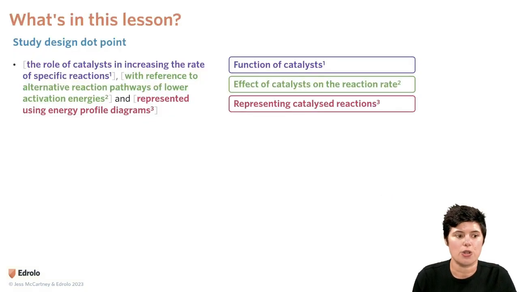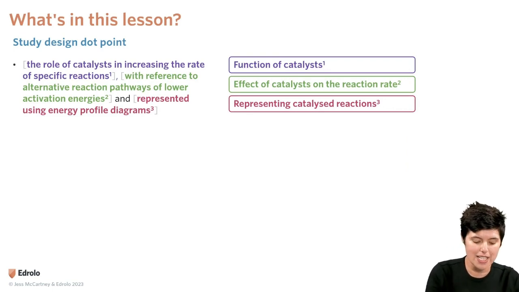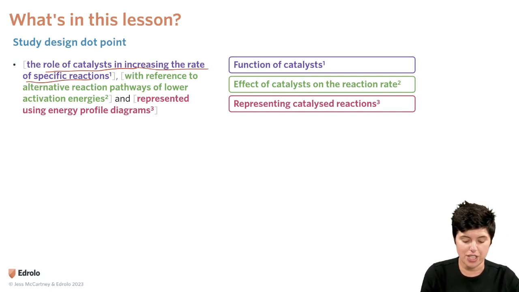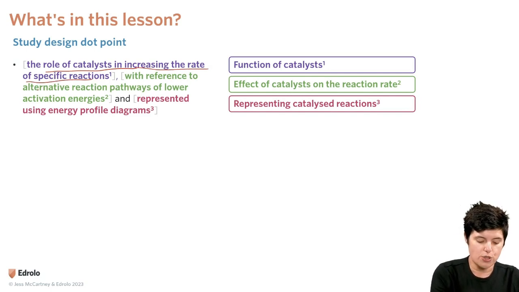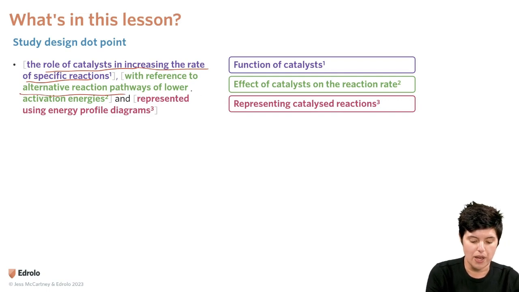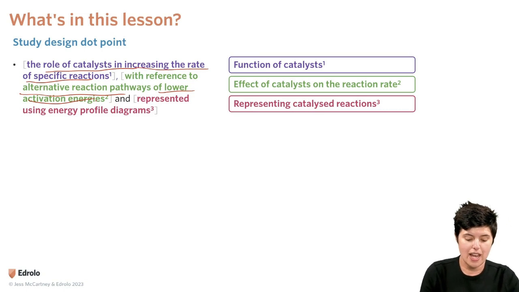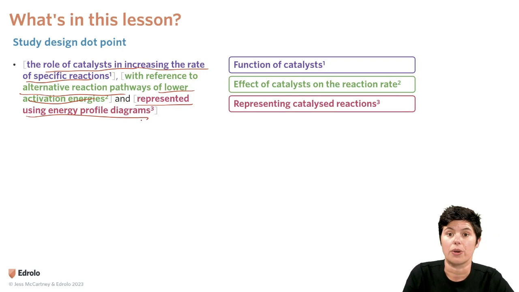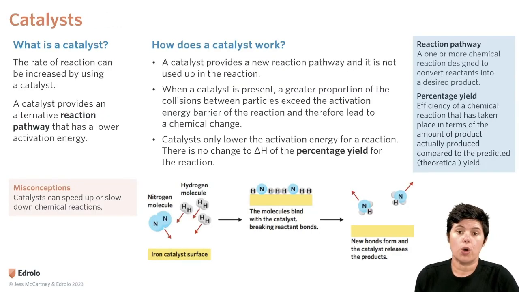The study design dot points that we are going to cover is the role of catalysts and how it increases the rate of specific reaction. We're going to talk about this in terms of an alternative reaction pathway, in particular lowering the activation energies, and we're going to show how this is represented using energy profile diagrams. So what is a catalyst? A catalyst is a chemical that can be added to a chemical reaction that increases the rate of reaction.